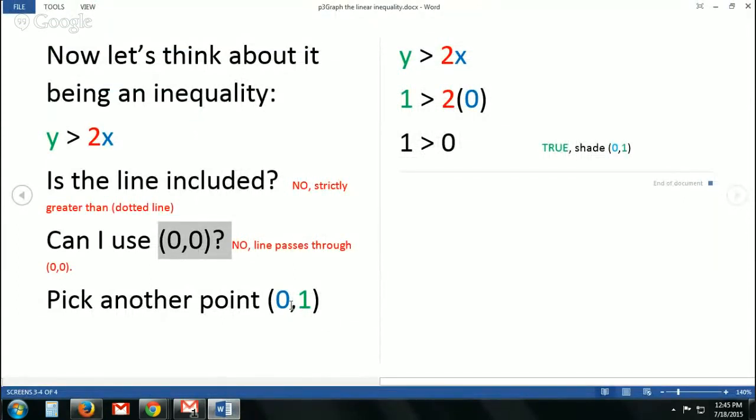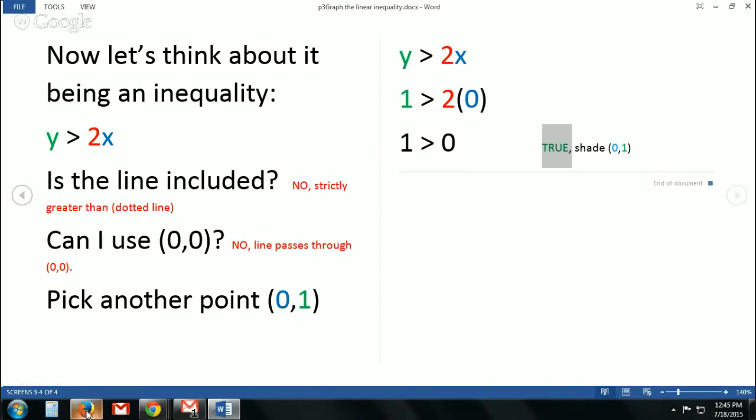Now, you could pick any point that the line misses. I'm going to choose to use the point (0, 1). I think you'll see why once we look at the picture. If we take (0, 1) and we put it in, 1 goes in for the y value, 0 goes in for the x value. 2 times 0, of course, would be 0. So now I've got 1 greater than 0. And this is part of why I wanted to use the point (0, 1). Since 1 is greater than 0 is true, that means we're going to shade where (0, 1) would be.